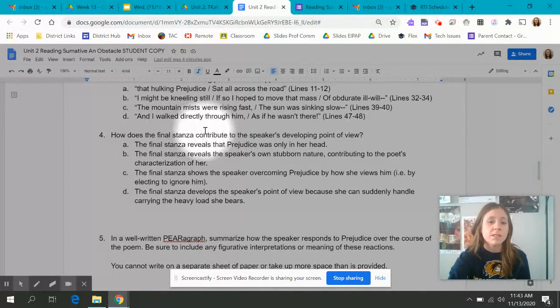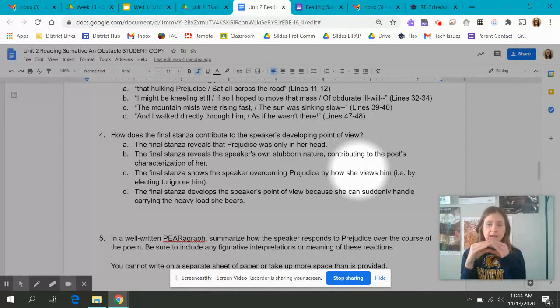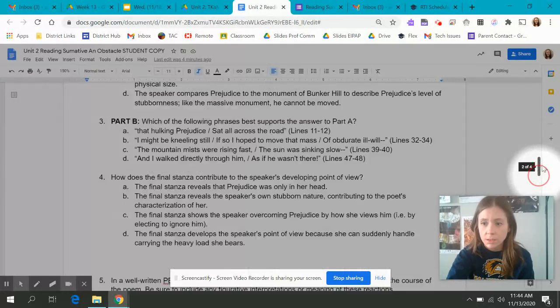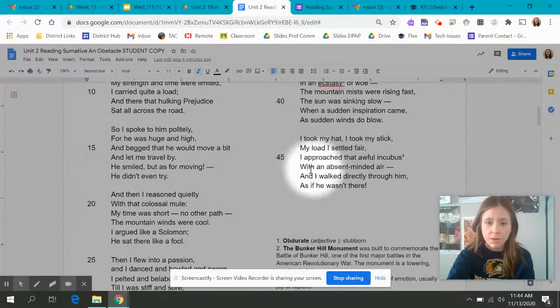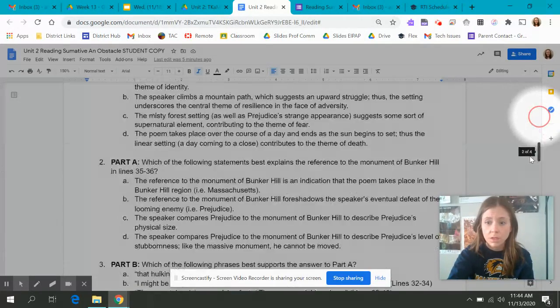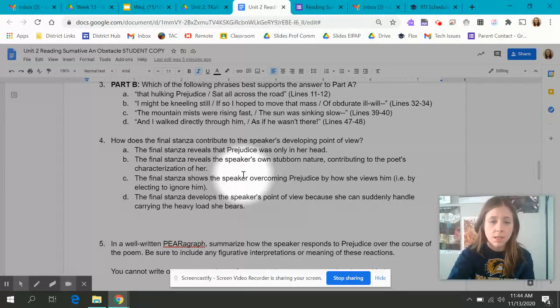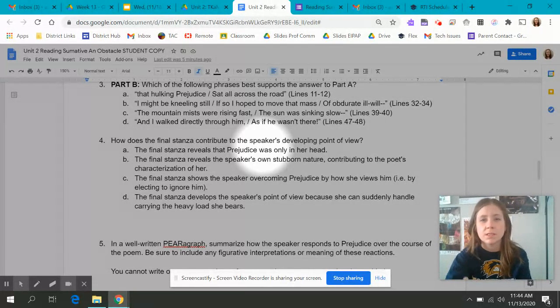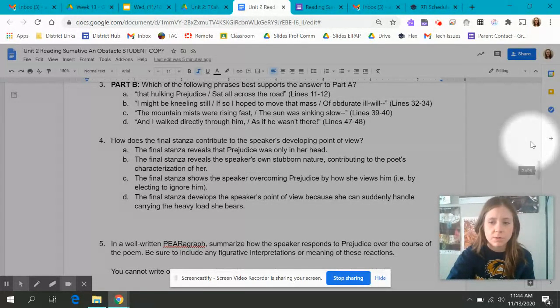Number 4, how does the final stanza contribute to the speaker's developing point of view? A stanza is a tiny paragraph in poetry. So when I look up here, each one of these little paragraphs is a stanza. This question is asking about this final stanza here. How does the final stanza contribute to the speaker's developing point of view? How the speaker is viewing this situation. So hopefully that will help you.